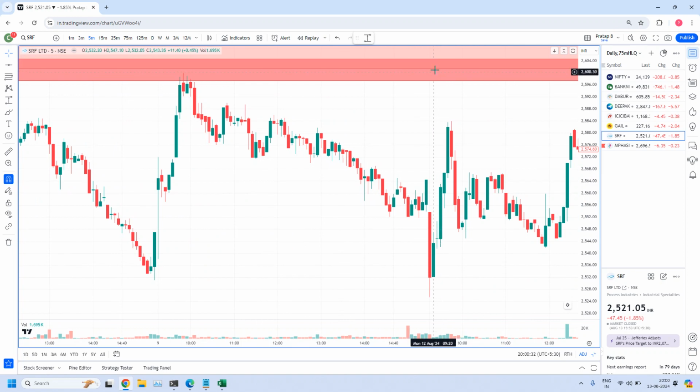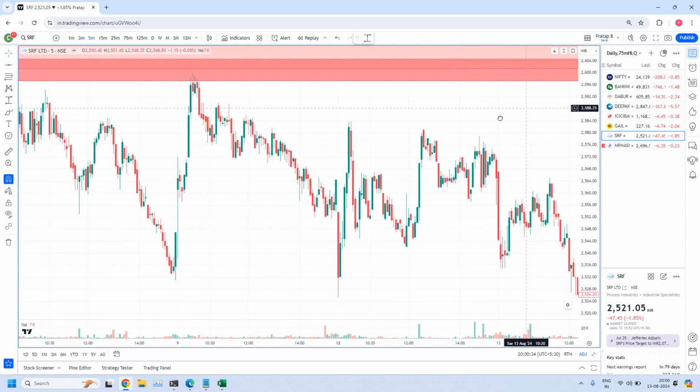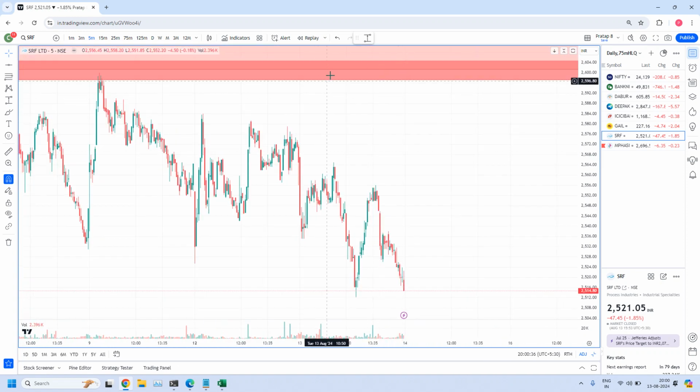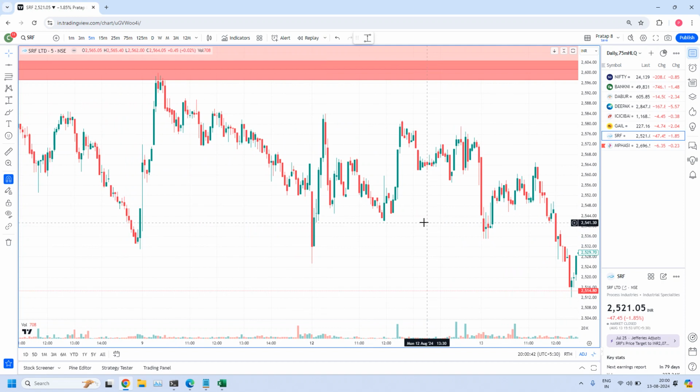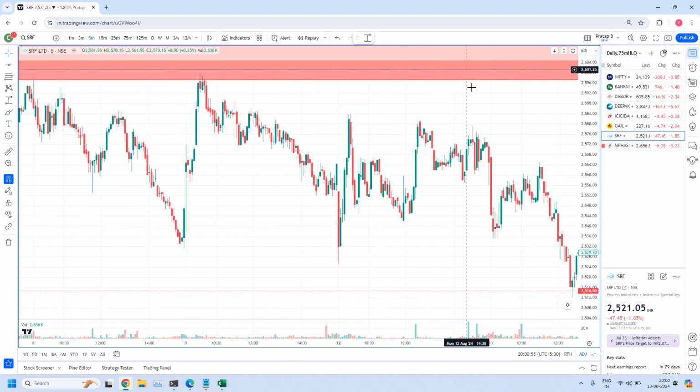Next time again when prices enter, you can plan a trade. That is today's trade plan. But it didn't get into this zone today. Prices didn't yet enter. So where is today's opening? Here in this candle, in the morning it opened. Prices didn't reach this area. Otherwise we would have got another trade.